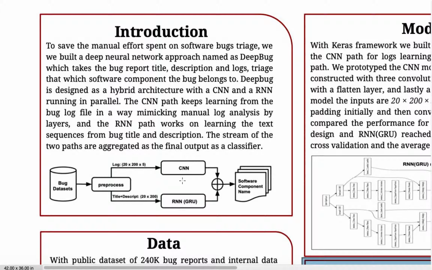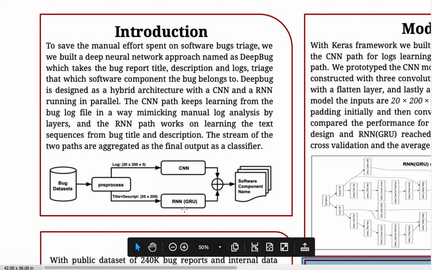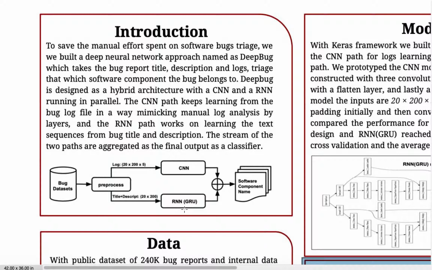We designed a hybrid architecture with convolutional and recurrent networks running in parallel. As we can see here, the CNN path takes care of the log learning, and the RNN path learns from the text sequences such as the bug title and the description. Then at the end, those two flows are aggregated for the final output as a classifier.